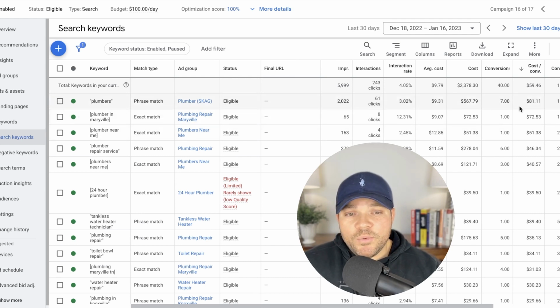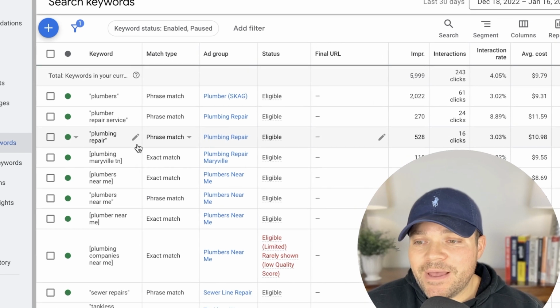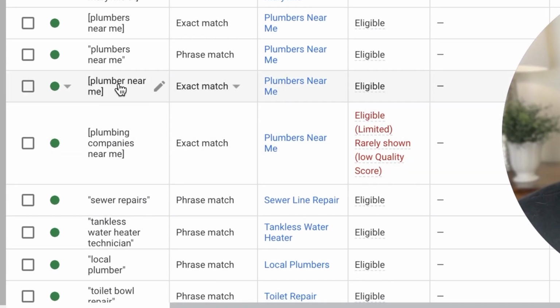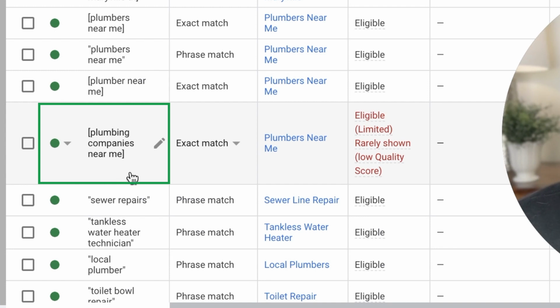As you'll see here, we have both phrase match and exact match. So we have plumbers, plumber repair services, plumbing repair, plumbing Maryville, Tennessee, plumbers near me, in phrase match and exact match, those are two different types. And then we have plumbers, plumber near me, plumbing companies near me. And those few there are driving the majority of the conversions.